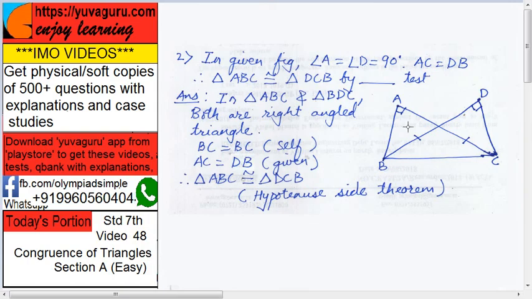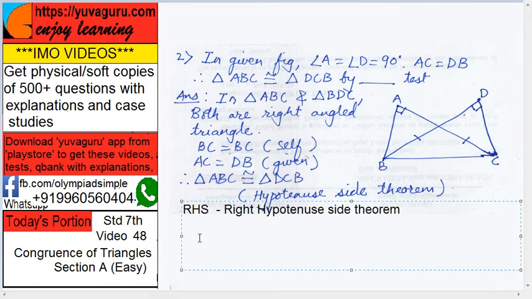In our case they are. Hence the two triangles are congruent by hypotenuse side theorem. This is also called RHS theorem or right hypotenuse side theorem.